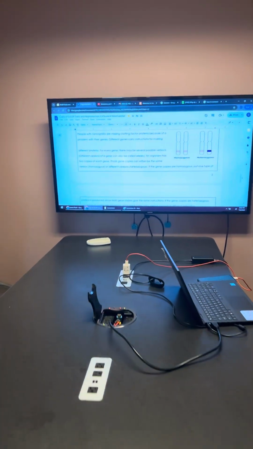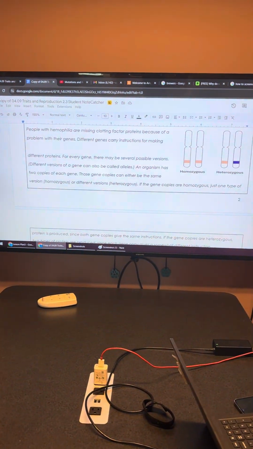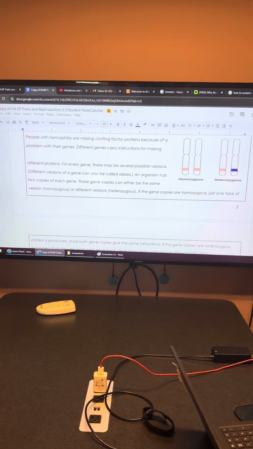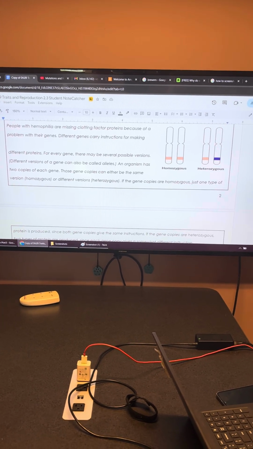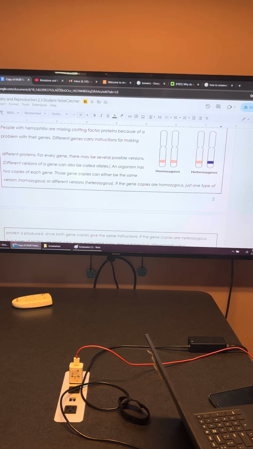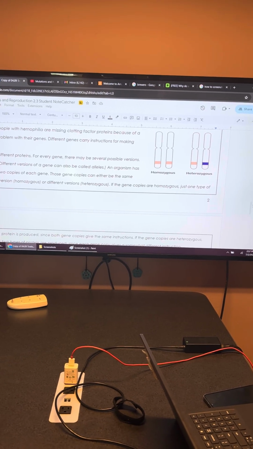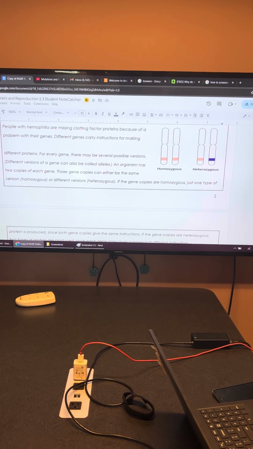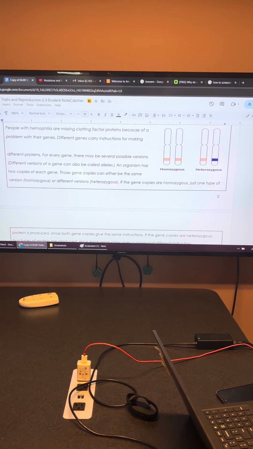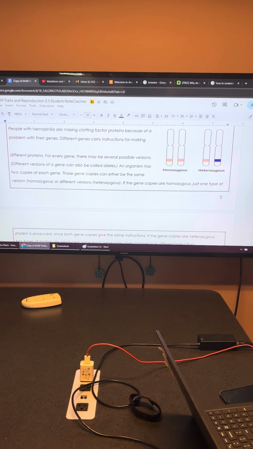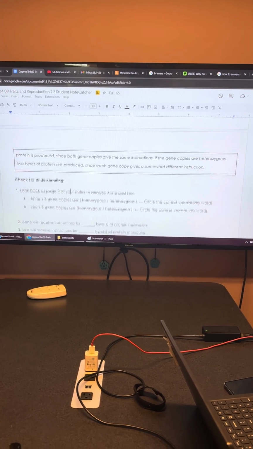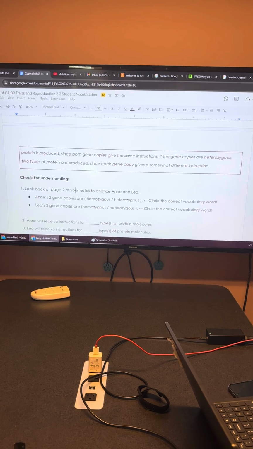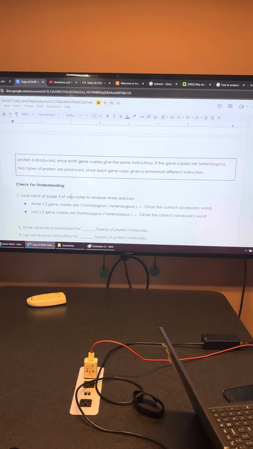I'll read it. People with hemophilia are missing clotting factor proteins because of a problem with their genes. Different genes carry instructions for making different proteins. For every gene, there may be several possible versions. Different versions can also be called alleles. An organism has 2 copies of each gene. Those gene copies can either be the same, which is homozygous, or they can be different, which is heterozygous. If the gene copies are homozygous, there's only one type of protein produced, since both gene copies give the same instructions. If gene copies are heterozygous, there are 2 types of proteins, since each gene copy gives a different direction.